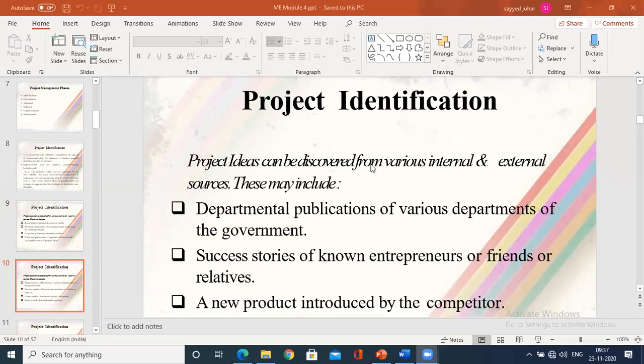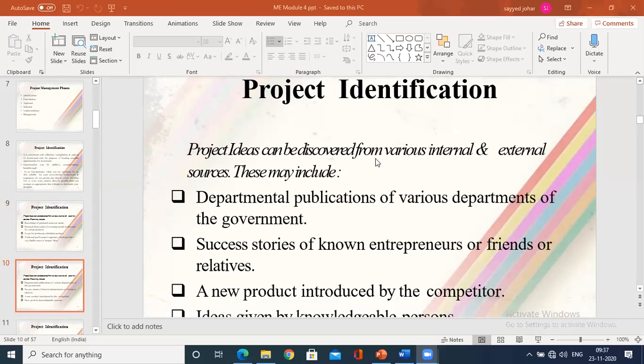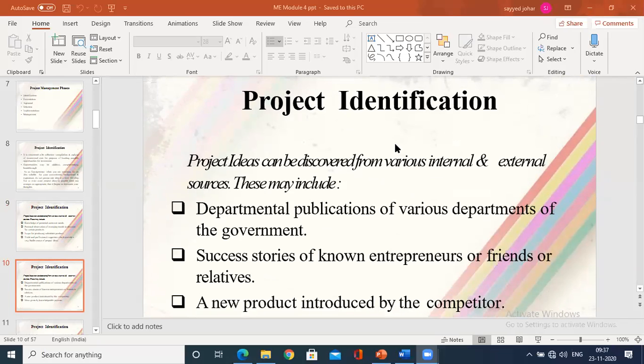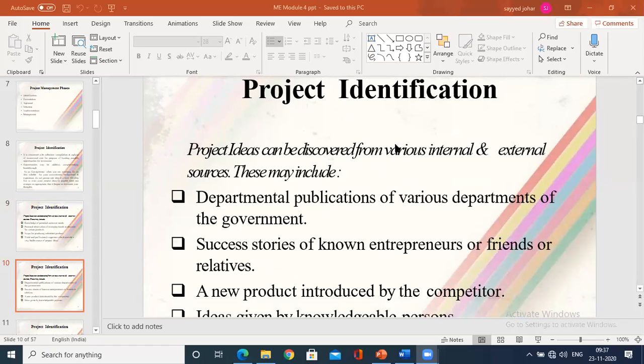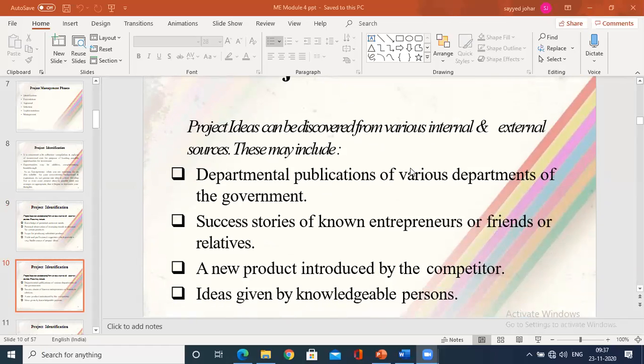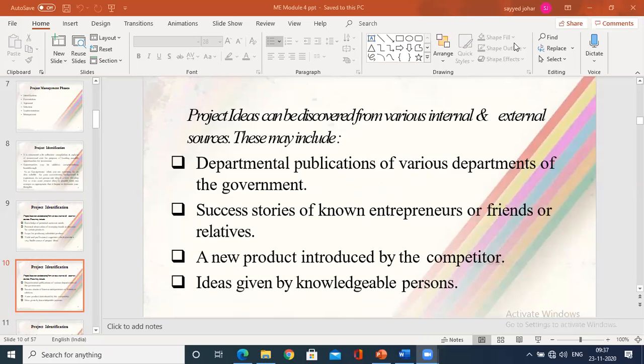So let us continue project identification. Project ideas could be discovered from various other internal sources. That is a continuation: publications of various departments of the government. This is the same as collecting the data from the various journals or publications, that is, standard journals such as Scopus indexed, Springer. Maybe if you have not heard of them elsewhere, these are standard publications we have, international publications. From there, you can get an idea for project identification.